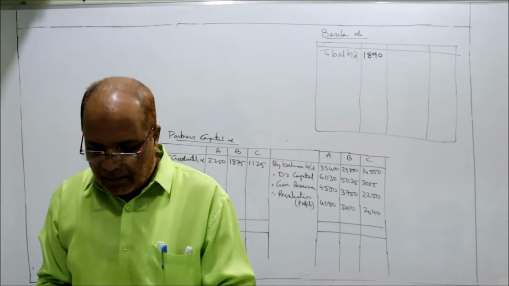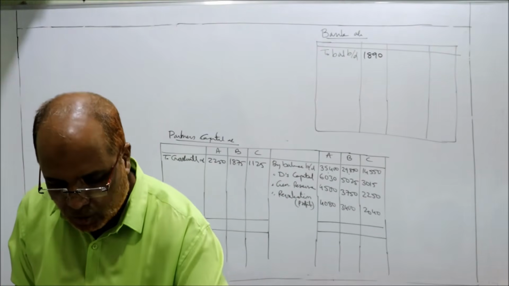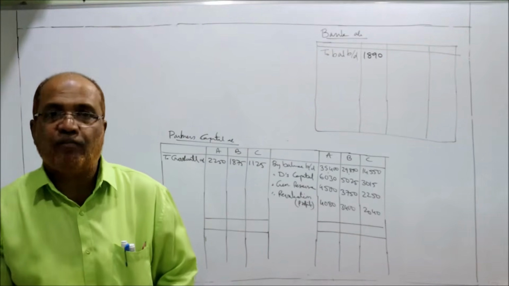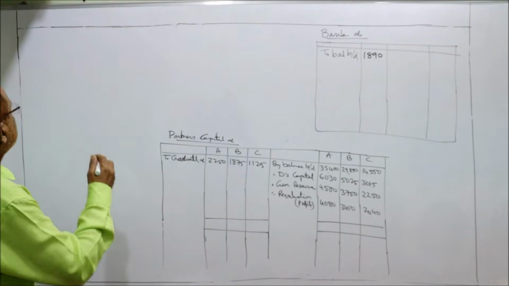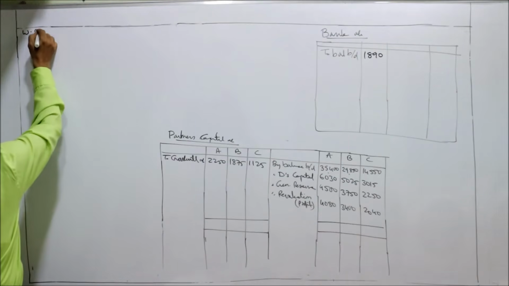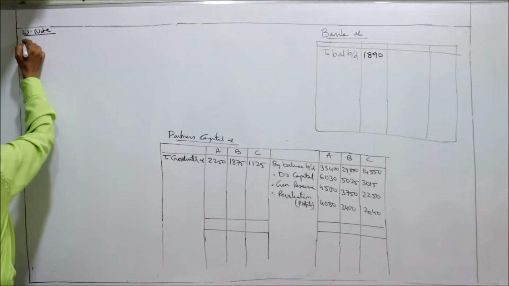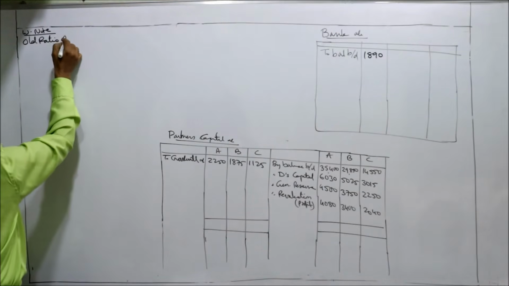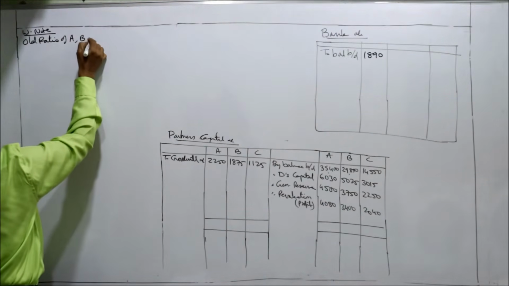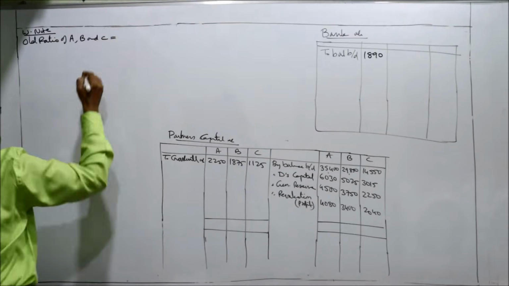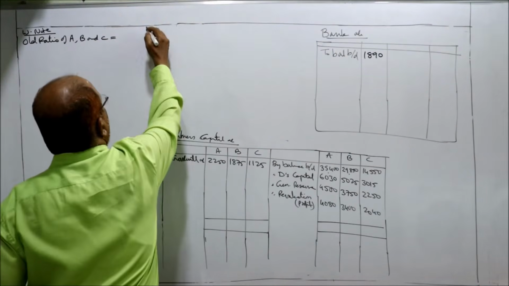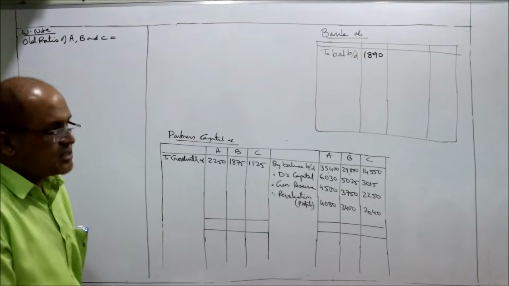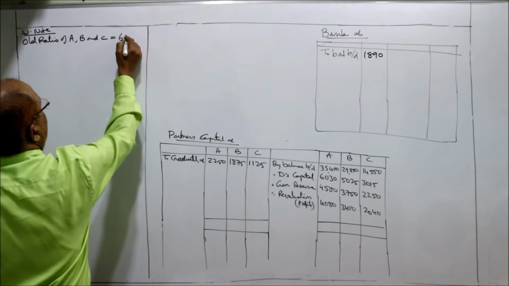The old partners' capital should be adjusted according to the new profit sharing ratio. So first of all, we calculate the new profit sharing ratio. Working note. Old ratio of A, B and C. The old ratio of A, B, C are 6:5:3.